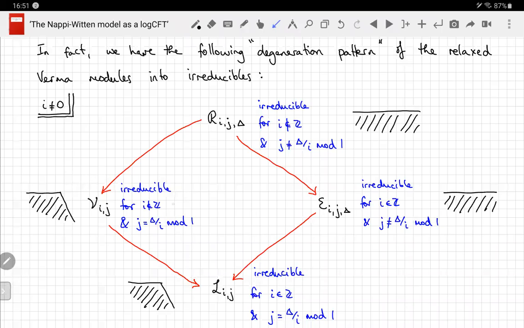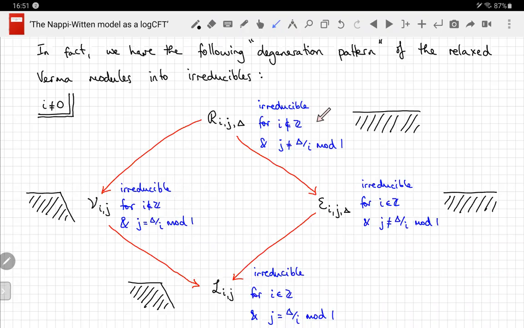So in this case, we again have a 2 parameter family of Verma modules. So effectively, I, J are fixed, and these guys are all going to be reducible.